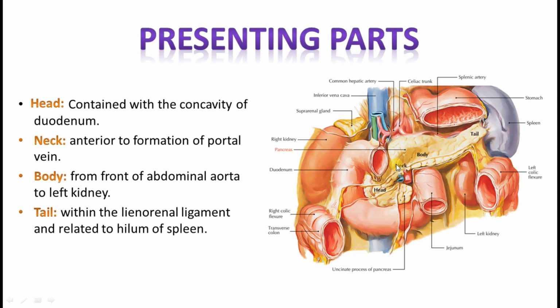Then the neck and body are demarcated by the left border of the portal vein. By the left border of the portal vein is the junction of the neck and body. Anteriorly it is difficult to demarcate between the neck and body. Between the body and tail, it is the peritoneal and the non-peritoneal part. The tail is covered by peritoneum, whereas the body is not covered by peritoneum. So that demarcates the body from the tail. These are the demarcating points between the various parts of the pancreas.